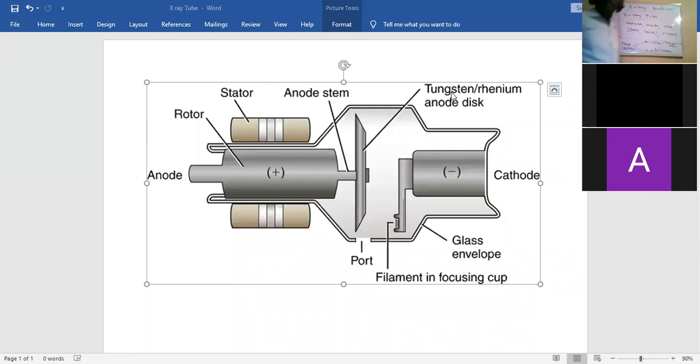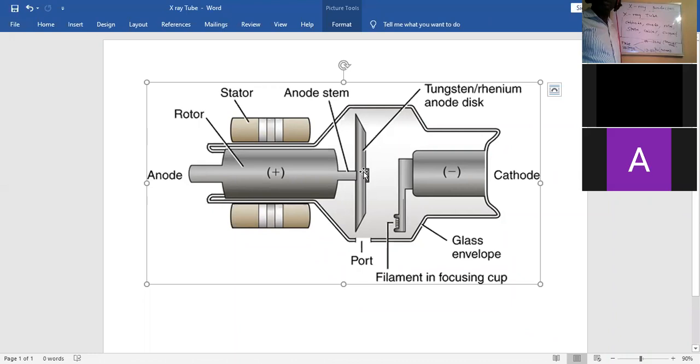Okay. It's just the envelope in which everything is composed. These are the two ports. This is the anode. This is a glass envelope. This is the cathode. The potential is usually maintained between the anode and the cathode. Of course, that is the power that drives the electrons to the anode.